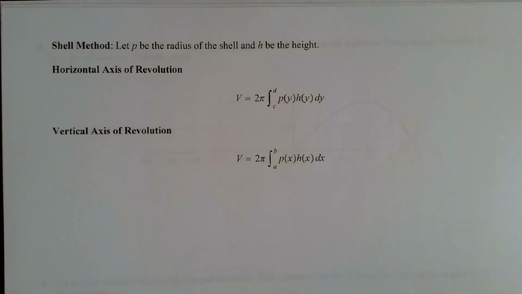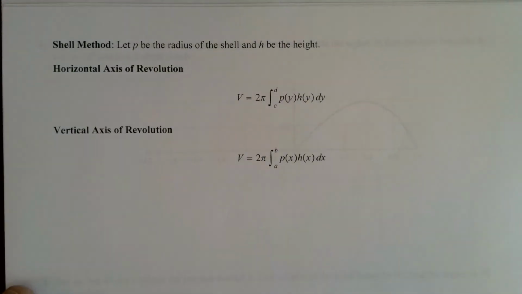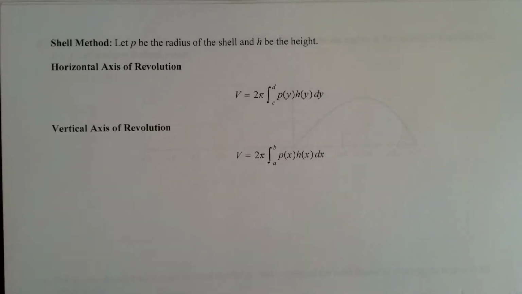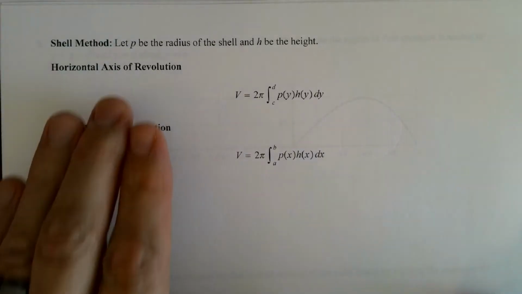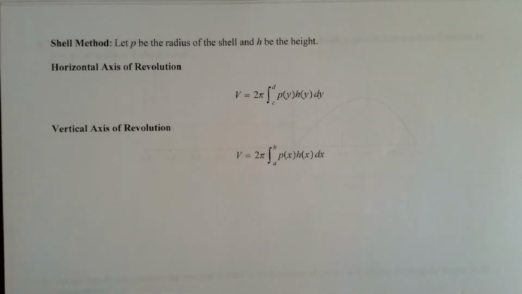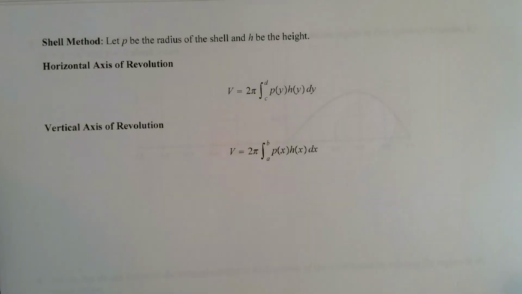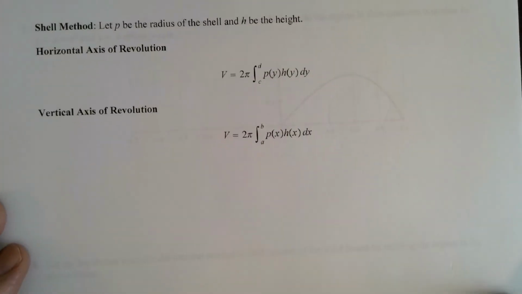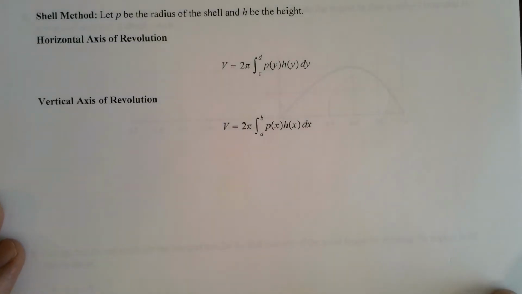So we want to talk about another method of finding the volume of a solid of revolution, and this is the shell method we're going to look at. And we've got the formulas here, for the horizontal and vertical axis of rotations, revolutions that we did with the disk washer method. Let's take a look at how this gets set up.